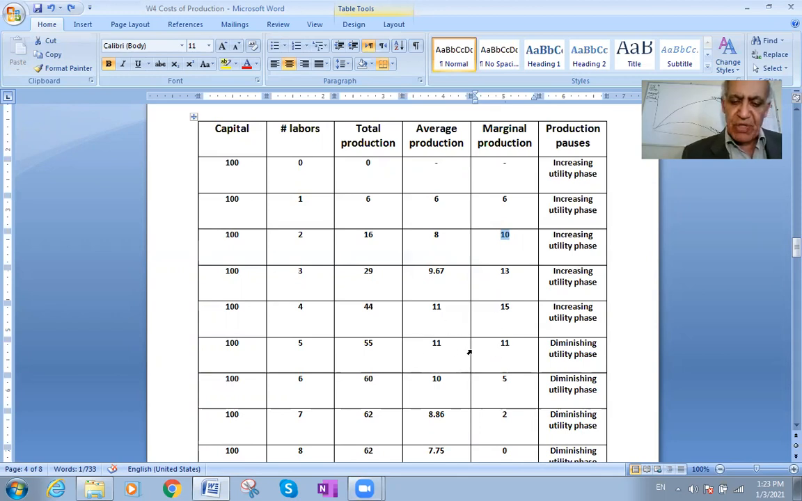So at this point, they will intersect. When they are the same numbers, they will intersect. But what I want to say is, the marginal numbers in this phase are greater than the average. So the marginal will be over the average curve. That's how it looks. Let's see. Here we go.